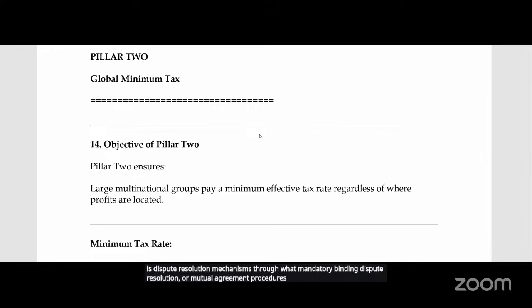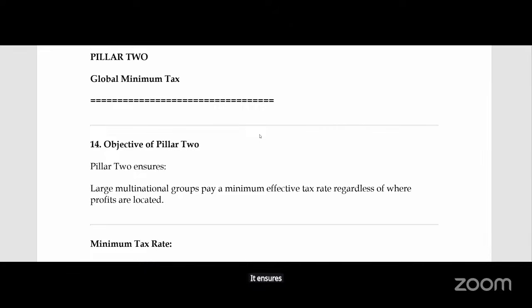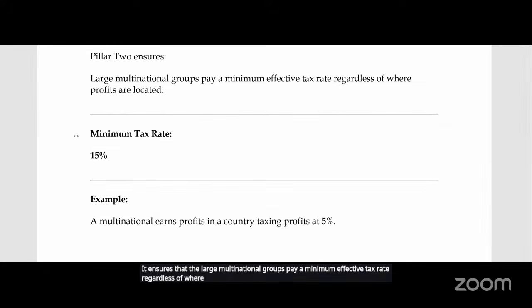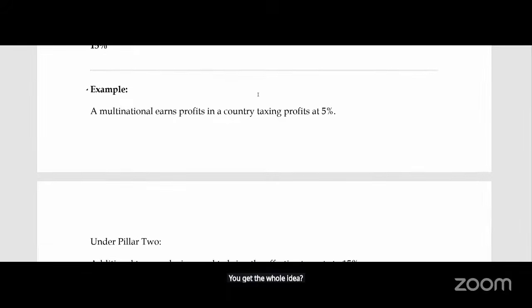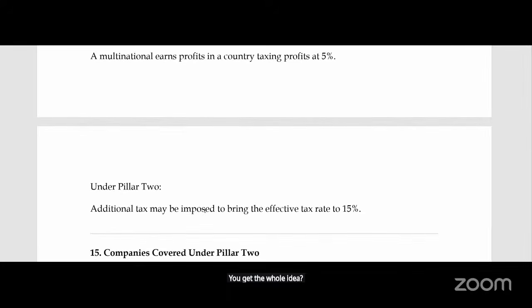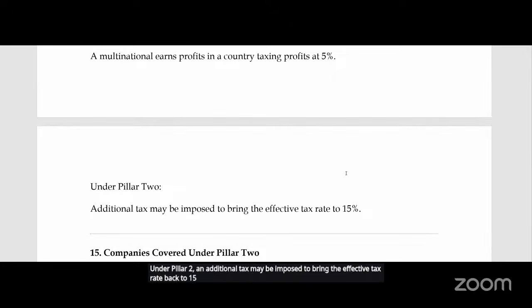Pillar 2 talks about a global minimum tax. It ensures that large multinational groups pay a minimum effective tax rate regardless of where their profits are located. So under Pillar 2, you should pay at least 15% on your profit. If a multinational earns profit in a country where it is taxed at 5%, you have to top up. Under Pillar 2, an additional tax may be imposed to bring the effective tax rate back to 15%. Do you see how Pillar 2 works?